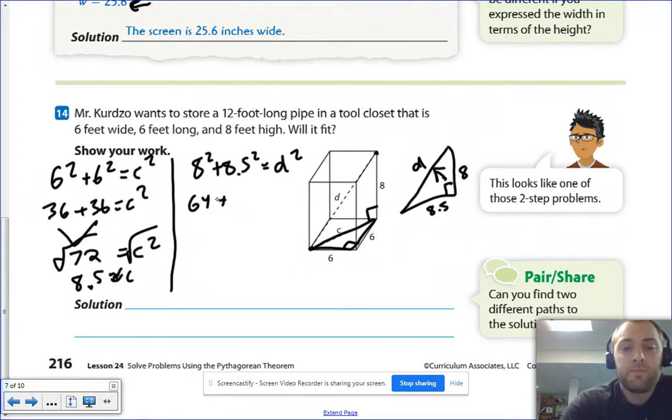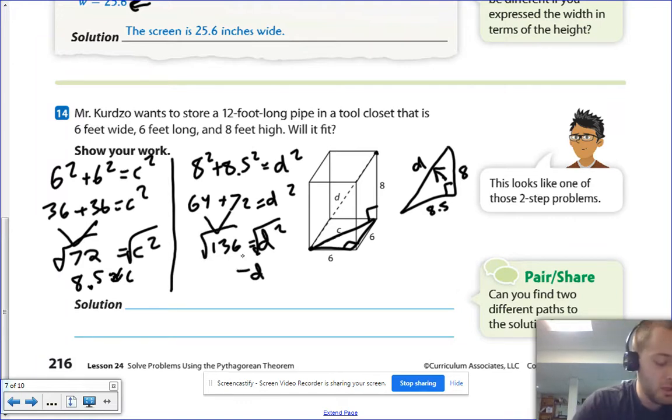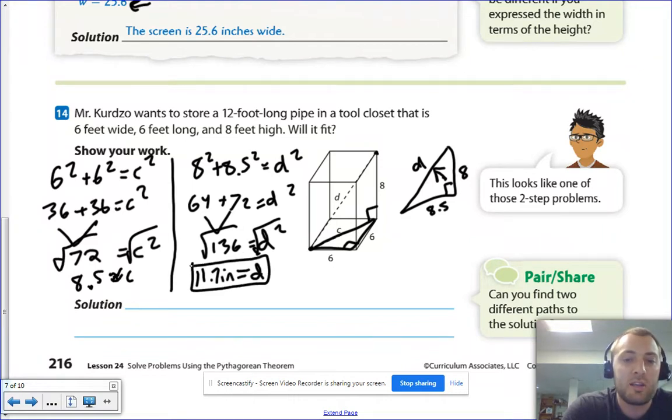8 squared is 64. 8.5 squared, I'm just going to hit the squared button on my calculator. Exactly 72. So that's what we had before. 64 plus 72 equals D squared, which is 136. And the last step to solve for D is the square root. The square root of 136, on my calculator, I got about 11.7 if I round. So the diagonal is 11.7.